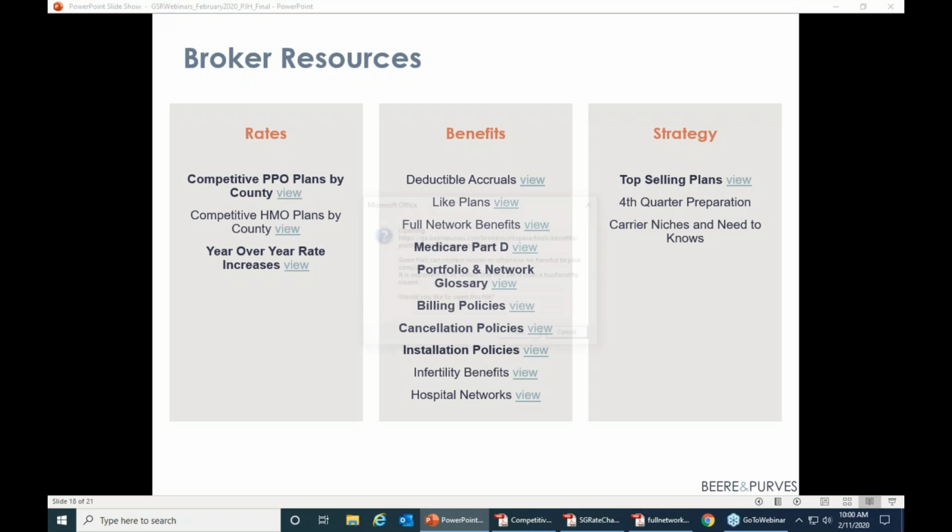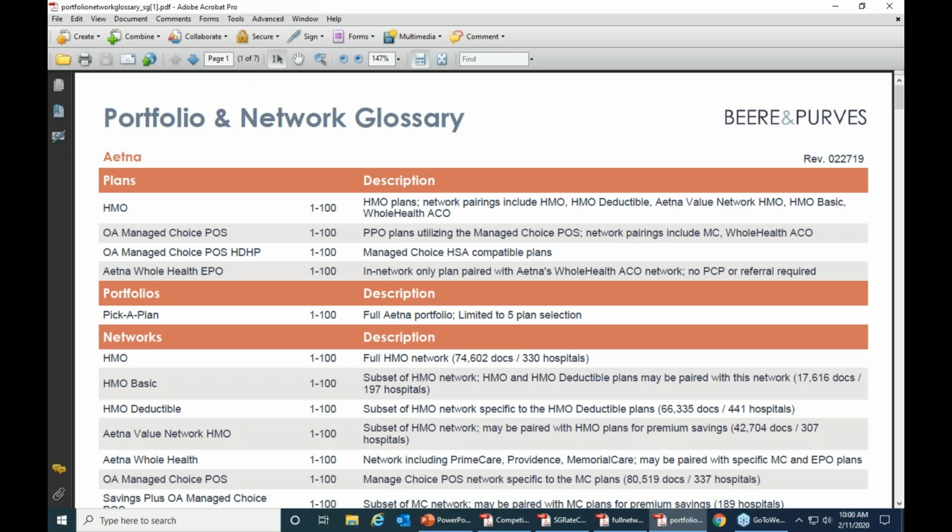The next one we want to talk about is this portfolio and network glossary. As you know, the naming dimensions change constantly with these carriers. So what we've done is we've put together this very simple tool. It's all of the nomenclature, so when we look at the plans, the portfolios, and the networks. Let's look at Aetna, for example. If we want to look at the plan design, what does managed care POS mean? Well, that is the PPO plans utilizing the Managed Choice POS. And these are the plans that are included with it.